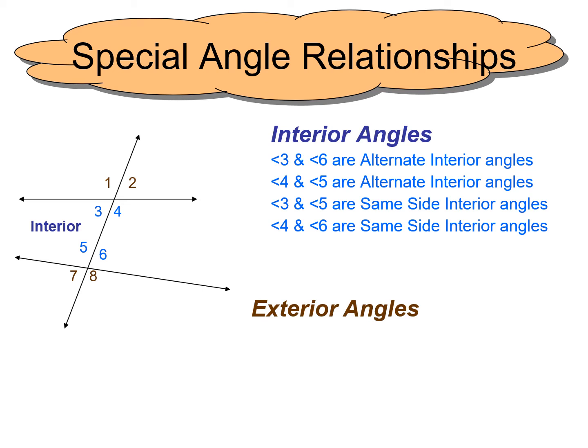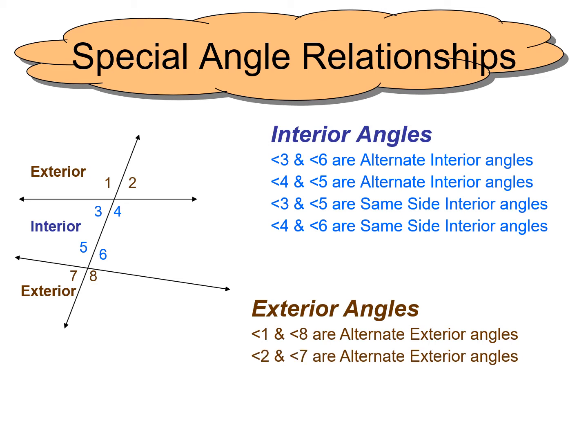In the exterior angles, we now have, as I said, angles 1, 2, 7, and 8, which are the exterior angles of the figure that we have. And so, if we are going to consider this one here, angles 1 and 8 are what they call alternate exterior angles. Angles 2 and 7 are also alternate exterior angles.